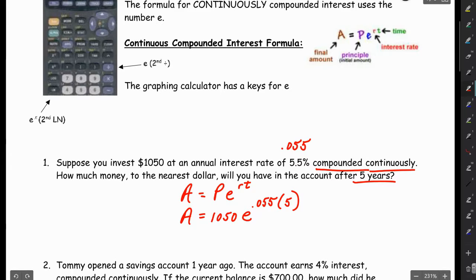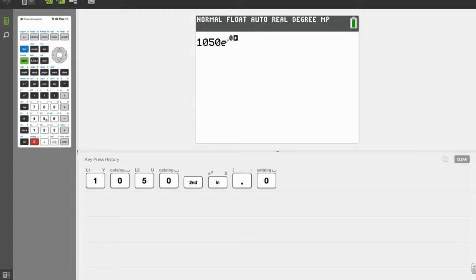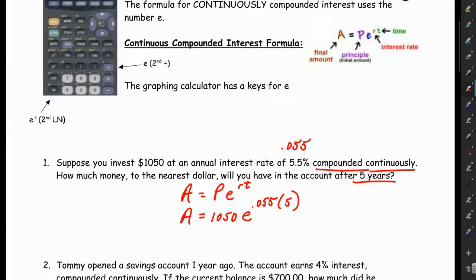All right, let's put that in the calculator. We're going to use second ln. We have 0.055 times 5. All right, and we get a value in the account after 5 years, rounded to the nearest dollar, of $1,382.